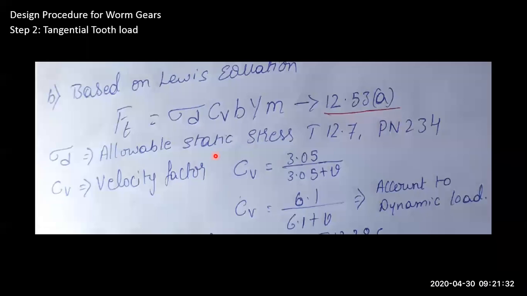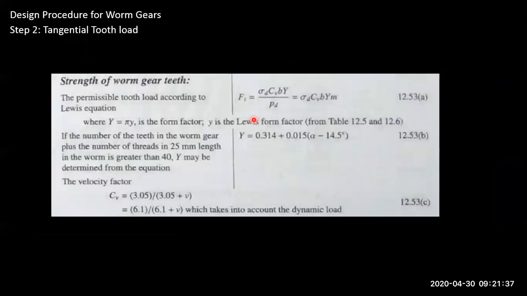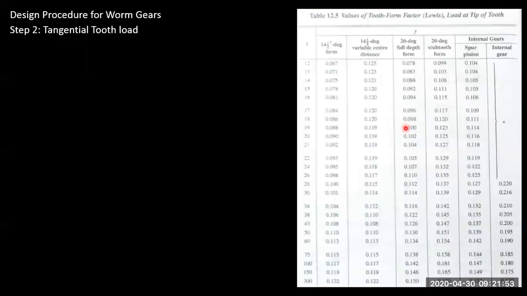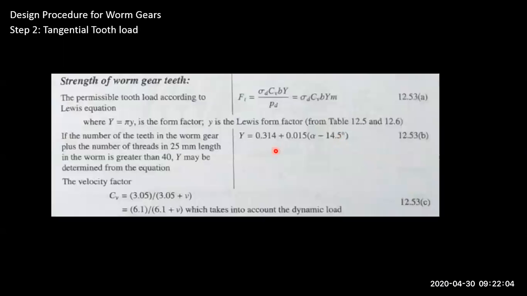So here you can see the value of capital Y is dependent on a number of factors. Either it is pi times y, which we take from table 12.5 to 12.6. Depending on the number of teeth on the worm wheel, we take that particular value of y, if we know the number of teeth, or we can use this formula here, which depends on the angle alpha.